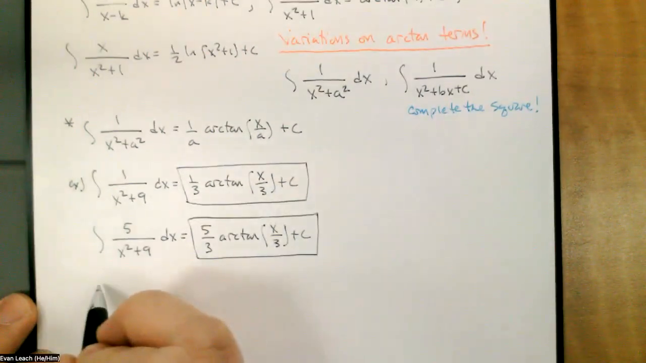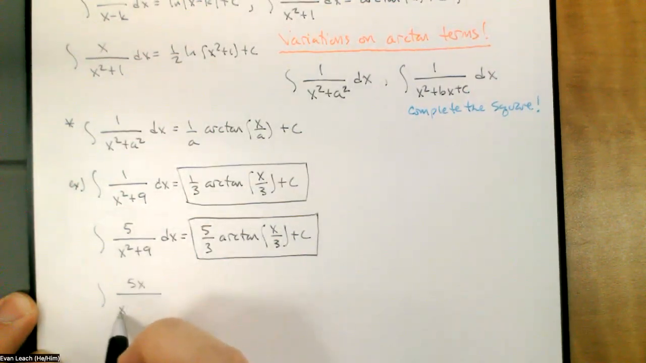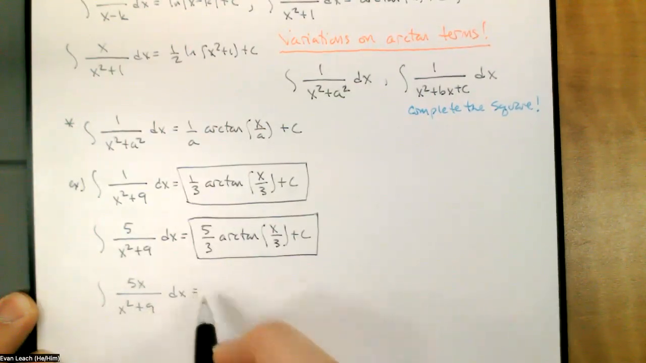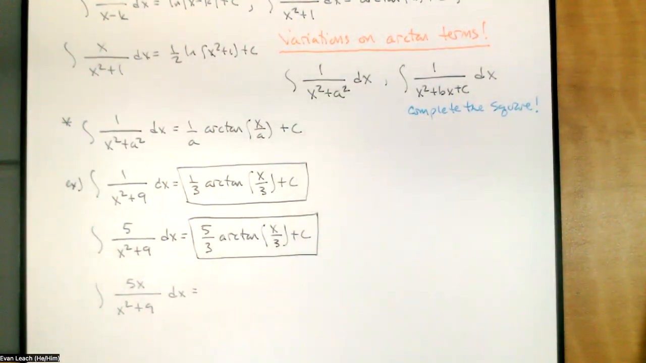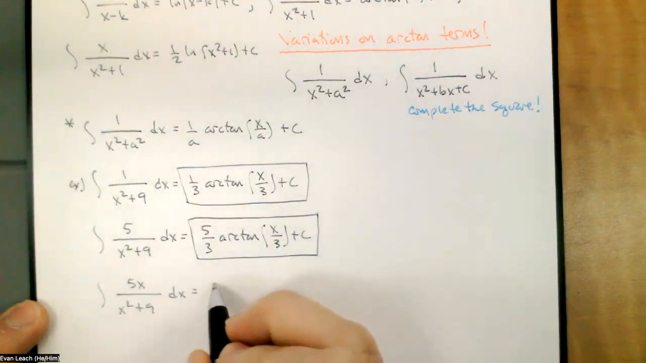If, for example, we have 5x over x squared plus 9 dx, we're not worried about what the 9 says because we have an x on top. We've got degree 1 over degree 2 with complex zeros. This is a simple substitution. This is going to give us natural logs.